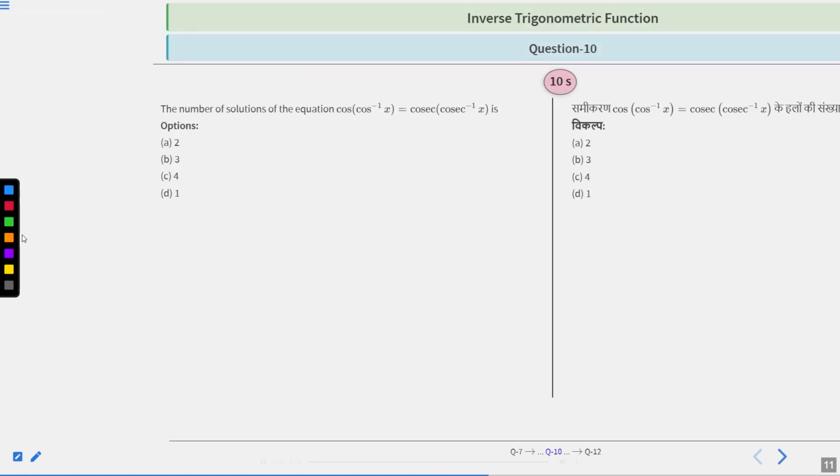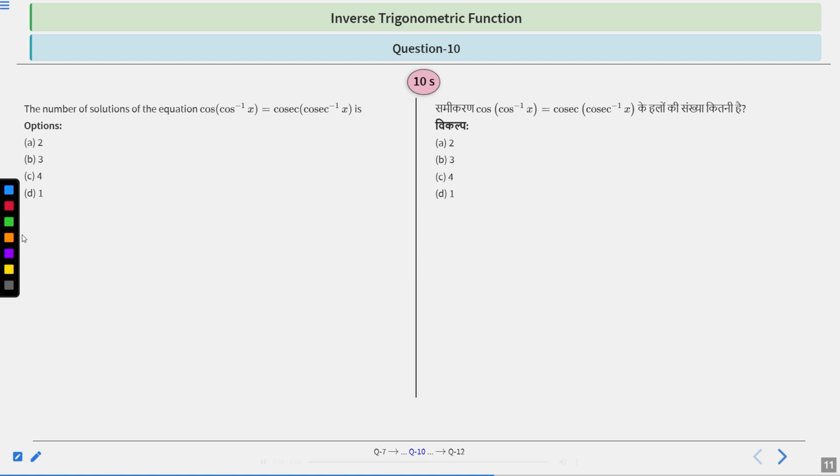Now let's move to the next question, question number 10, which says the number of solutions of the equation cos of cos inverse x is equal to cosec of cosec inverse x is. We basically have to find the number of solutions of cos of cos inverse x equal to cosec of cosec inverse x. So what we can do, first we will try to convert the expression into a single trigonometric ratio, either cos or sine, right? And after that, you can try to compare both sides.